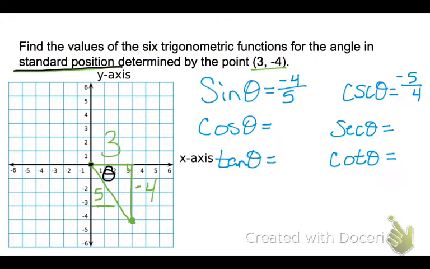Next is cosine theta. Cosine, of course, is adjacent over hypotenuse. So cosine theta equals 3 over 5. And the reciprocal secant theta would be 5 over 3.